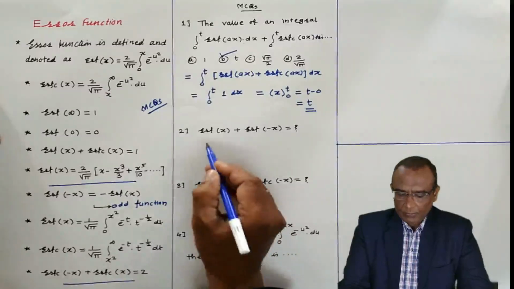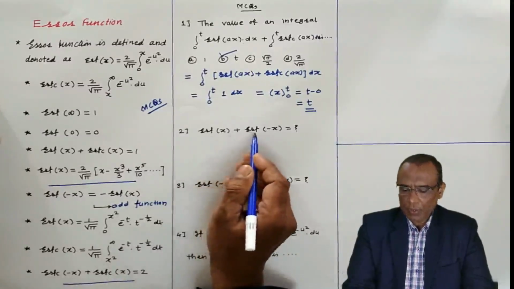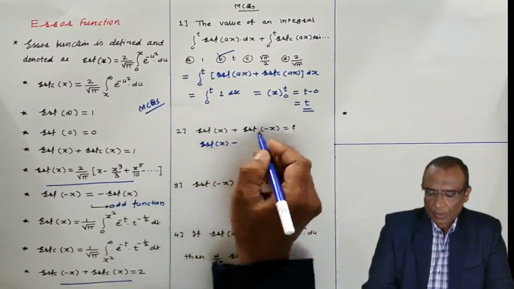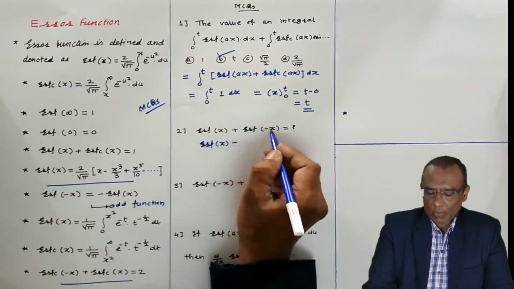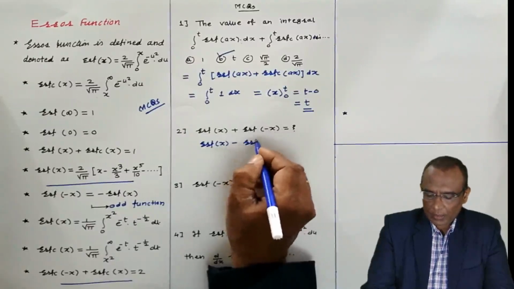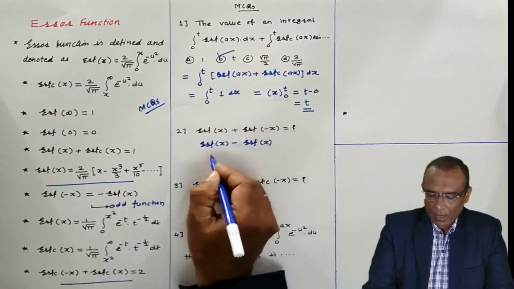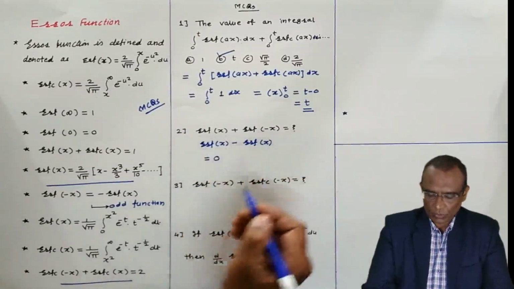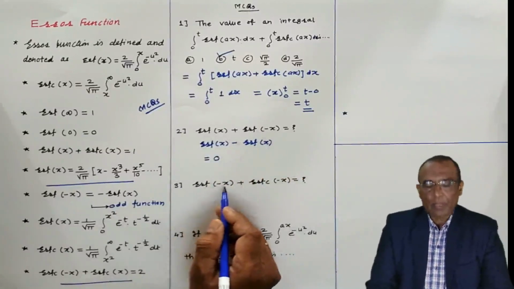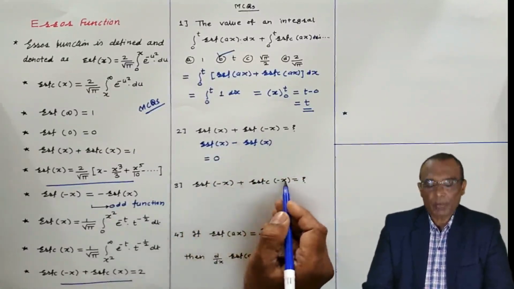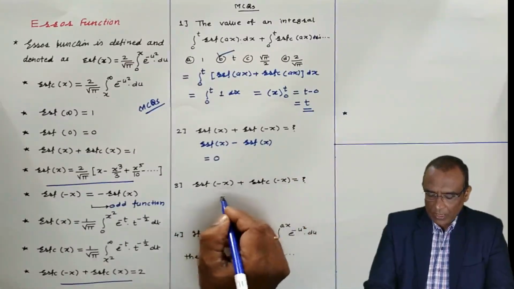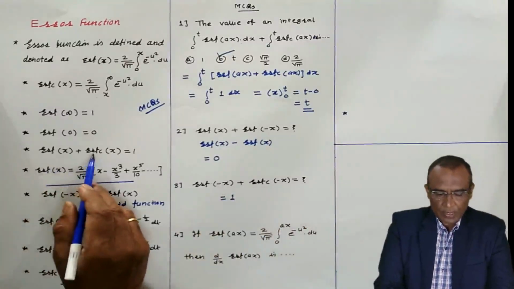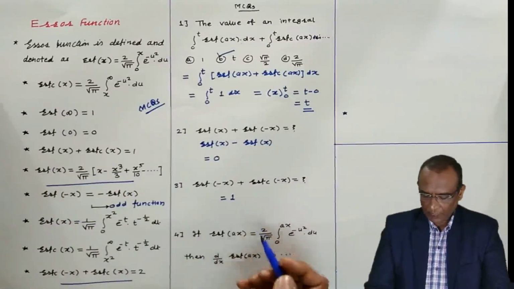Now second one, error function of x plus error function of minus x is equal to what? Error function is an odd function, this minus can be brought outside, and error function of x minus error function of x is 0, means value of this is 0. Here, error function of minus x plus complement of error function of minus x is equal to 1. See here, error function of x plus complement of error function of x is 1.